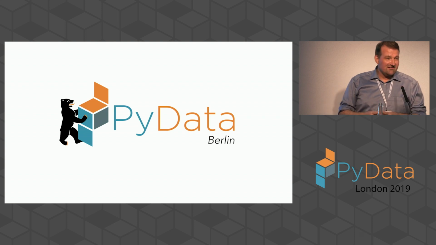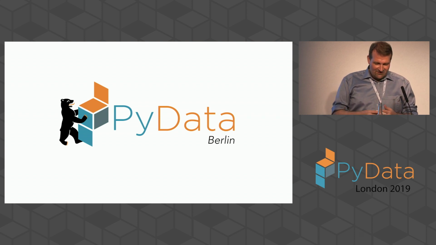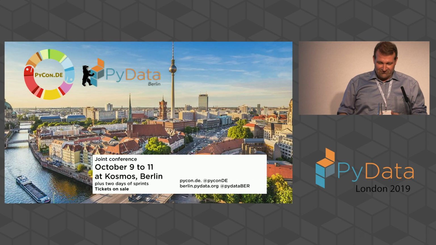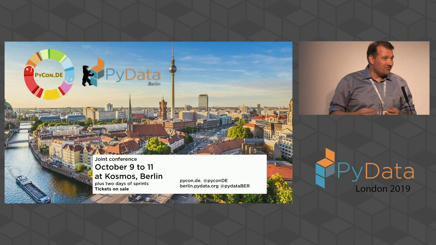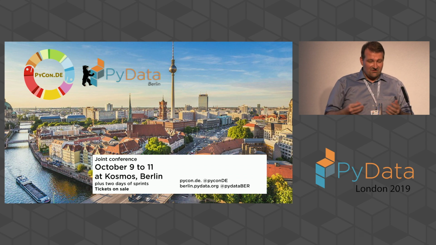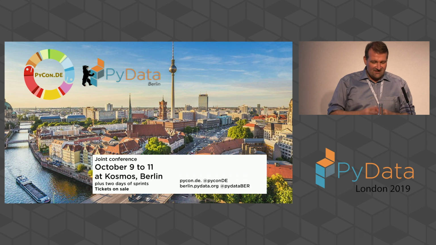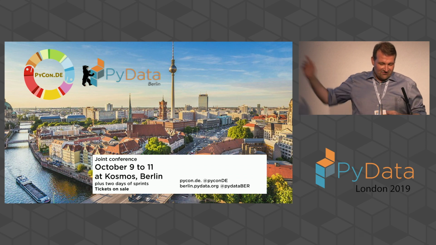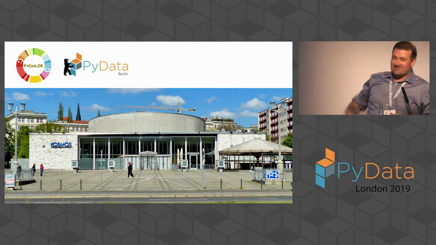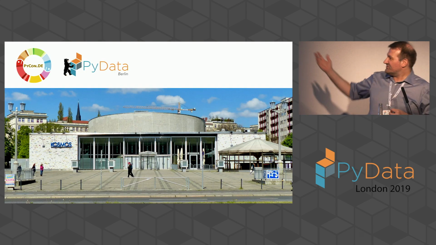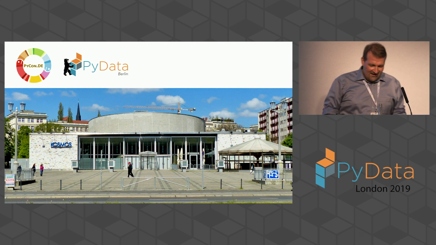We got in touch with PyData Berlin, so we reached out to each other, and actually we decided let's bring these 2 conferences together. So we have a joint conference between PyCon.de, which is more Python programming, API, DevOps oriented, and PyData Berlin. It's going to happen in October at Cosmos Berlin. Cosmos Berlin looks like this. It's in Eastern Germany. It's a nice venue here.